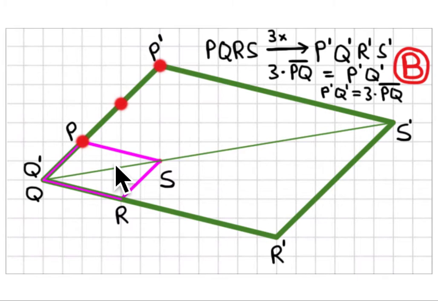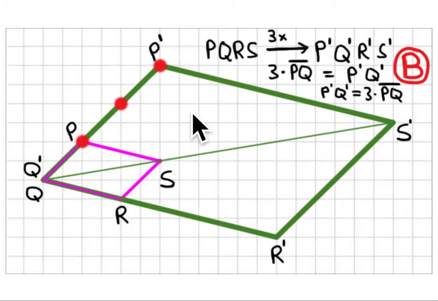And so the first choice is P'Q' equal to PQ. Well, no, it's not. This is the length of PQ, and P'Q' is 3 times longer, so they're not equal. B is actually the correct choice. I'll come back to that in a second.